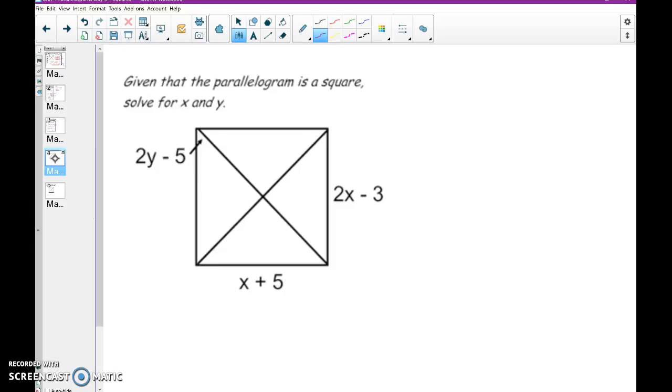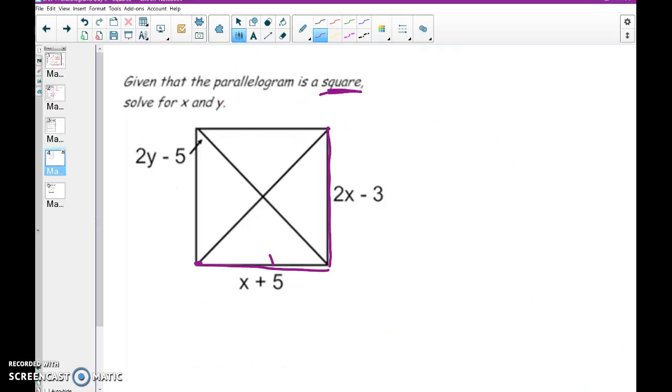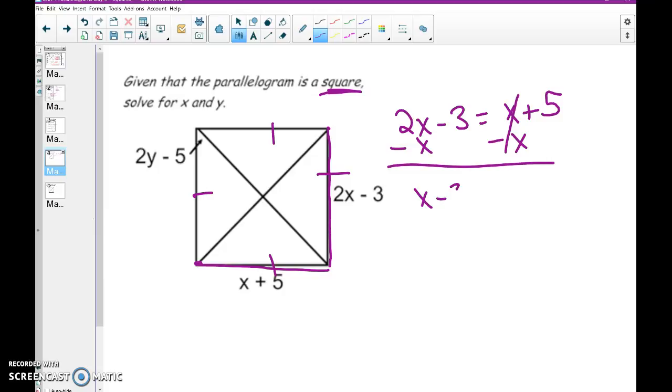It says, given that the parallelogram is a square, solve for x and y. So let's start with x. Okay, we know it's a square first of all. We've got 2x minus 3 on this side and x plus 5 on this side. Well, what do we know about the sides of a square? Well, we know that they're all congruent sides. Congruent means equal. That means this has to be equal all the way around. If things are congruent, set them equal to each other. So 2x minus 3 equals x plus 5. Now it's just basic algebra from here. So I'm just going to zoom through this section.